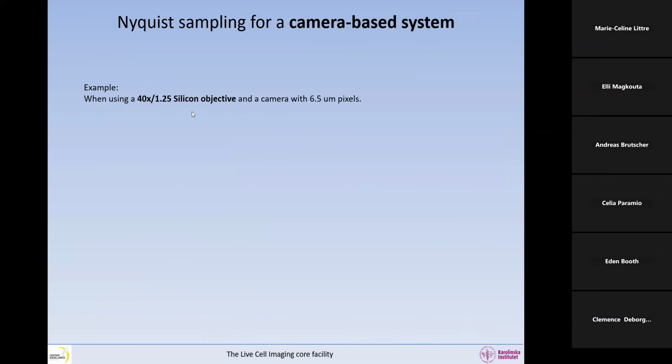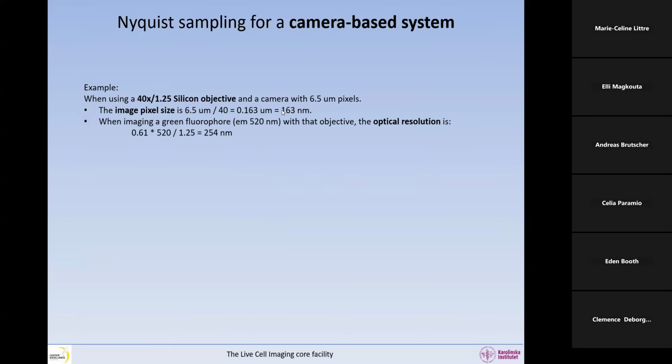I think I'm almost finished. So yeah, here is an example when we use a 40x objective with a numerical aperture of 1.25. So it's a silicone objective, and we have a camera with 6.5 micron pixels. The image pixels are going to be 6.5 microns divided by 40, the magnification. So it's going to be 163 nanometers. This is the pixel size in the image.